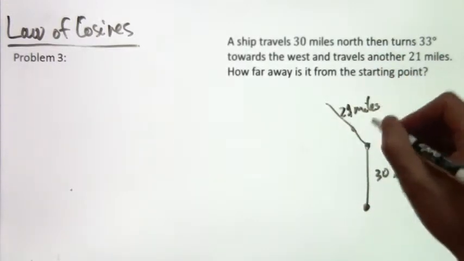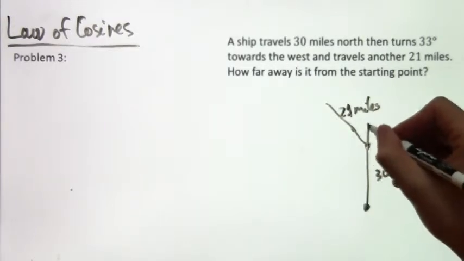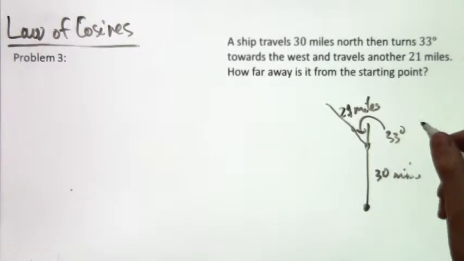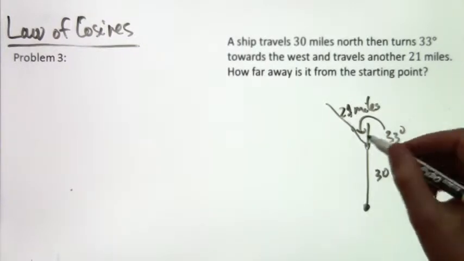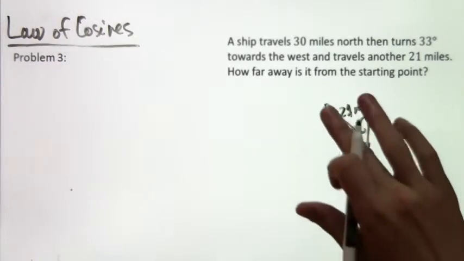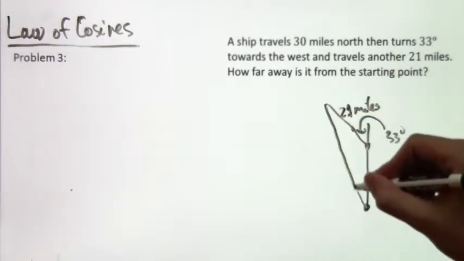And then here I'm going to label that this angle is going to be 33 degrees. And the question is, what is the distance from this ending point to the starting point? And we're going to label that x.